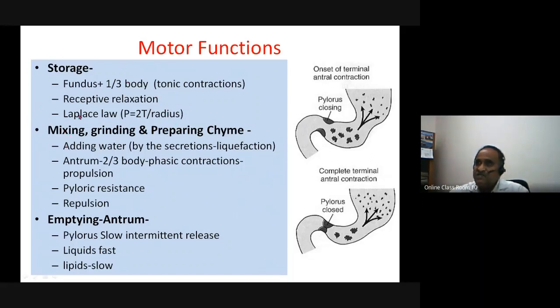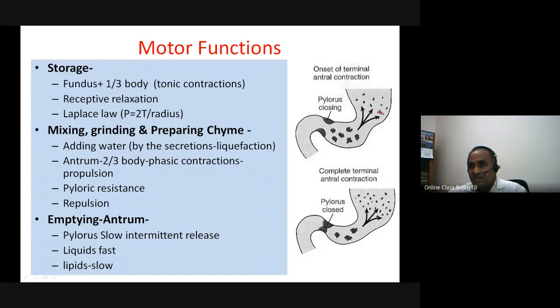Then comes the second motor function, which is mixing, grinding and preparing the chyme. And this mixing, grinding, and preparing the chyme is the antral component. The body in between is just a holding or storing place, wherein it tries to mix with whatever little contractions they have. They mix the food and then try to make the enzymatic and acid digestion. So the mixing, grinding, and preparing the chyme is done by the antral portion.